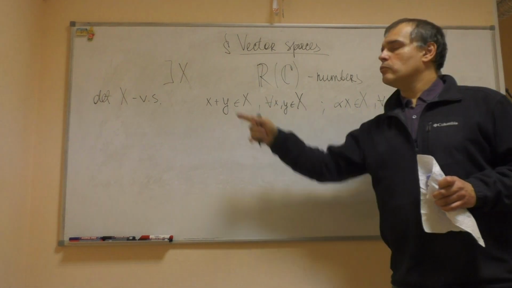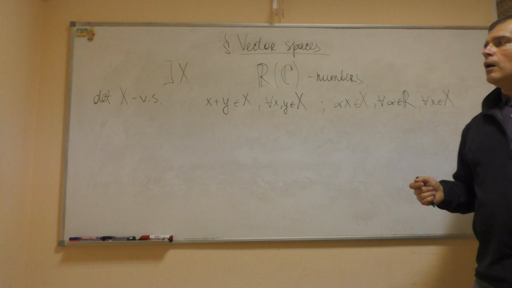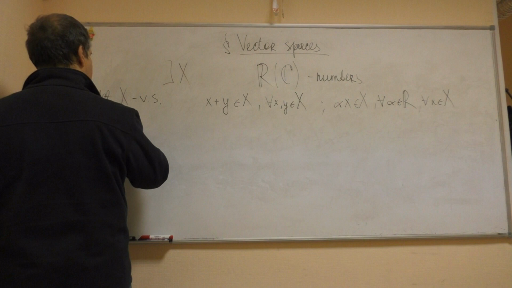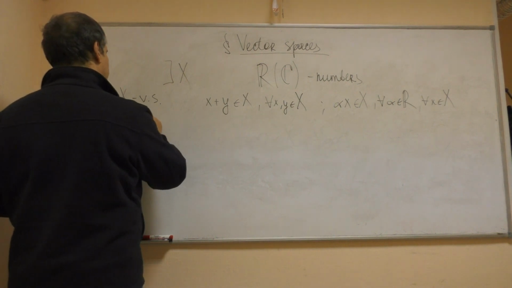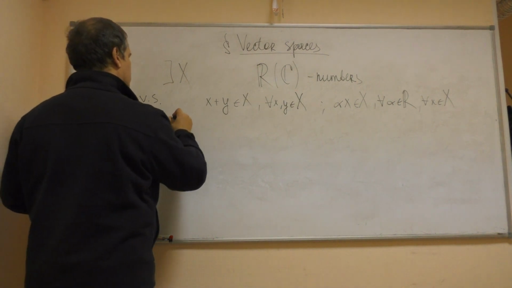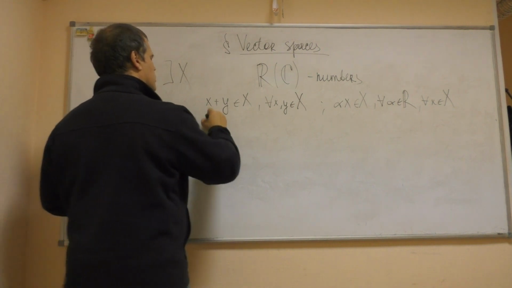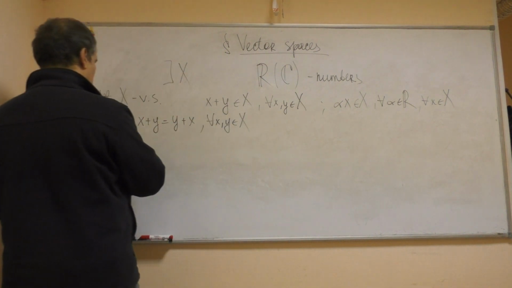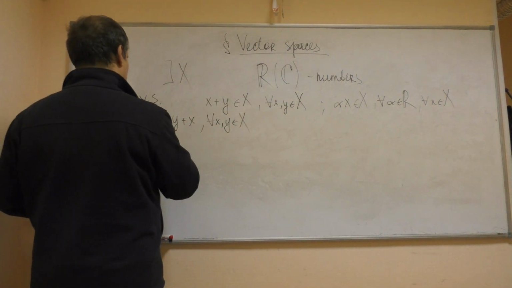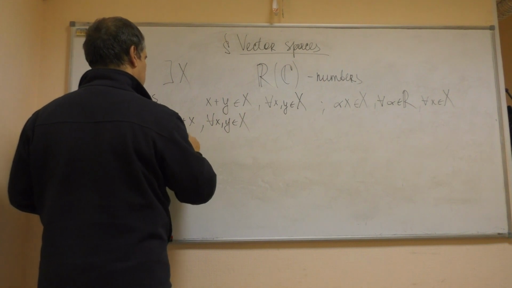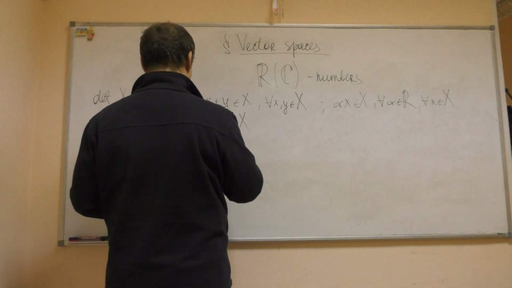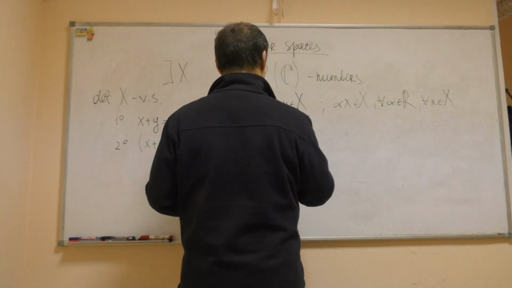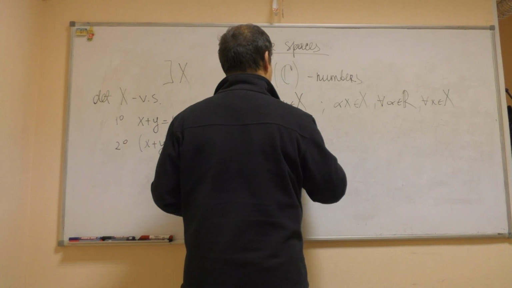And these two operations obey 8 axioms, which I will list here. First: x plus y is equal to y plus x for all x and y from X. Second: x plus y plus z is equal to x plus y plus z, grouped either way, for each x, y, and z from X.